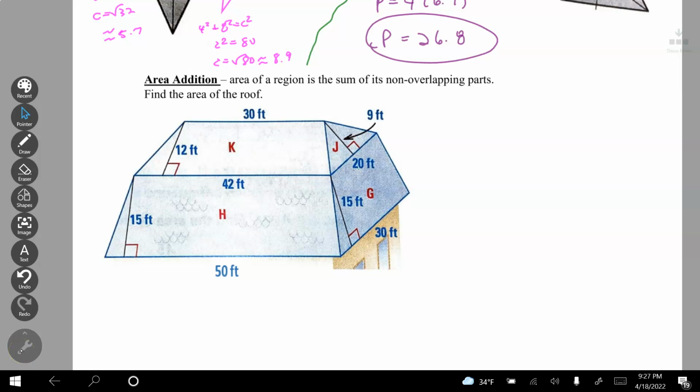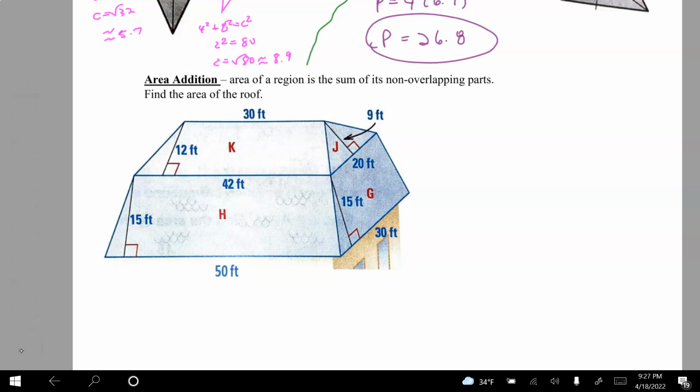So the area addition postulate says the area of a region is the sum of its non-overlapping parts. So when I find the area of this roof, I really see, right now there's 4 shapes here. Shapes G, H, J, and K. But actually that's only half the roof because all 4 of those sides I just said are also on the back side of the roof.